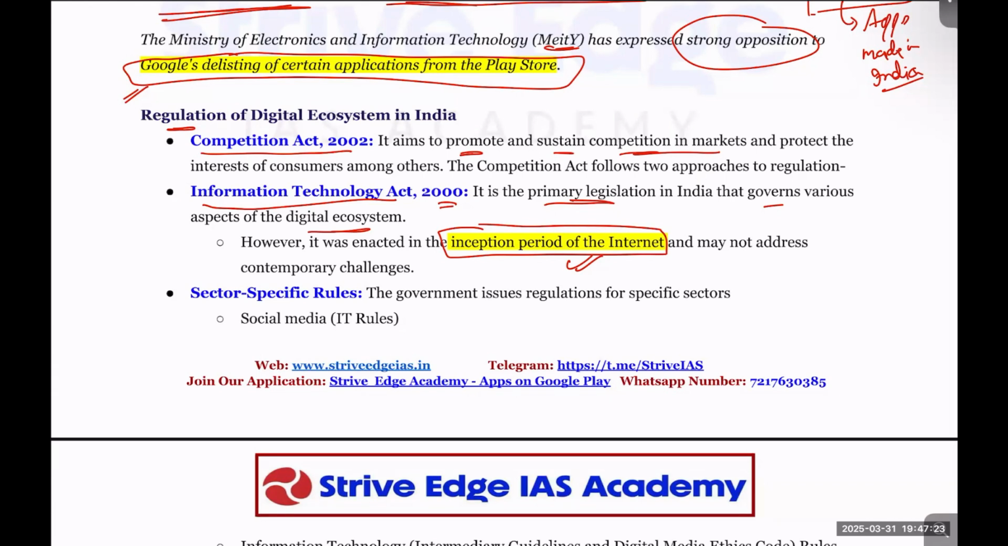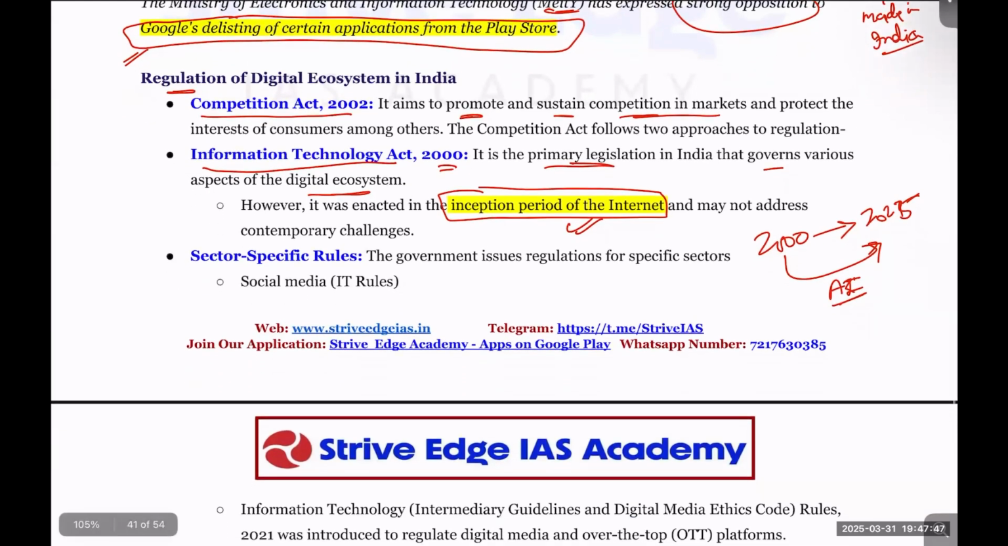But from 2000, when the internet was just starting, to 2024 or 25 recently, much change has already taken place in the internet. Many new practices have come into the picture. AI has come into the picture. So this legislation needs refinements and updating.